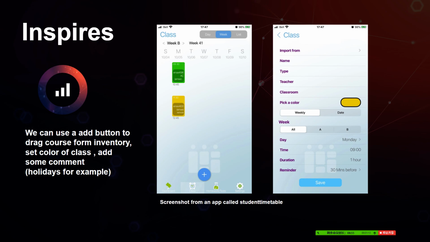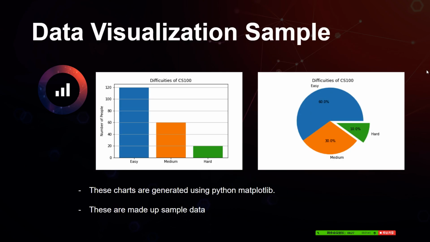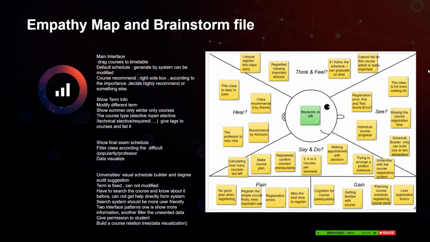I also got some inspiration from this app. Basically, most products are using the same strategy. They just build a schedule which is separated by Sunday, Monday, Tuesday, and use different colors. Very user friendly. Next. We also want our users to easily diagnose the difficulties of different classes, to help them understand. Okay, next.